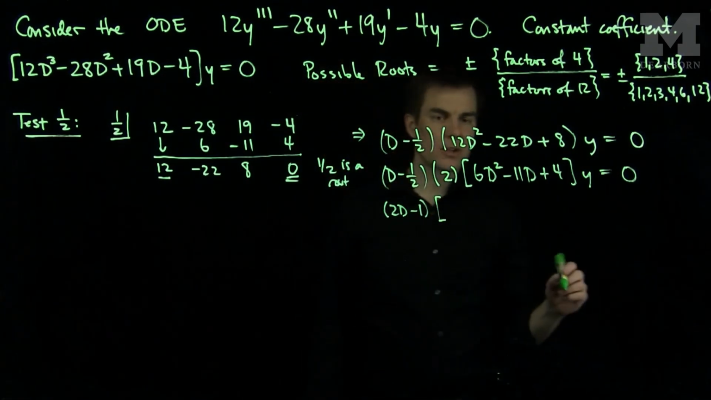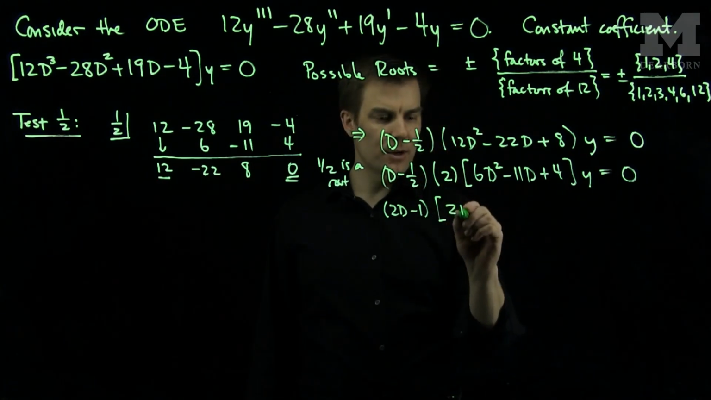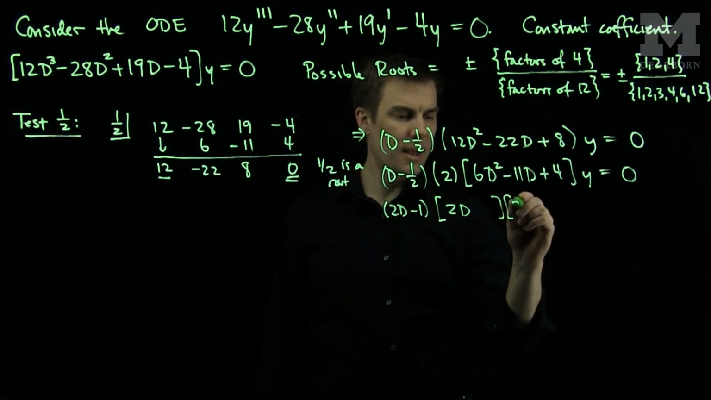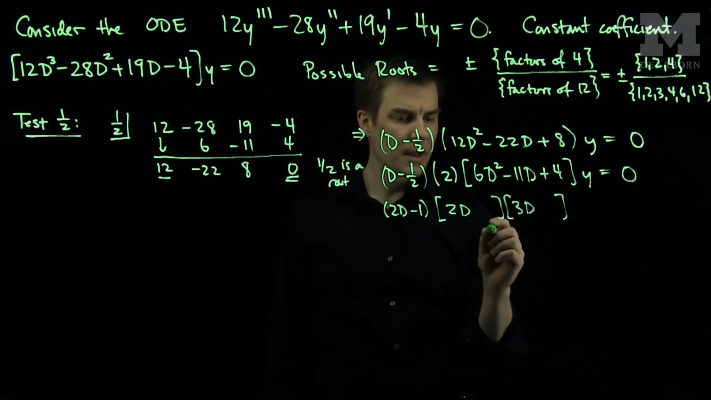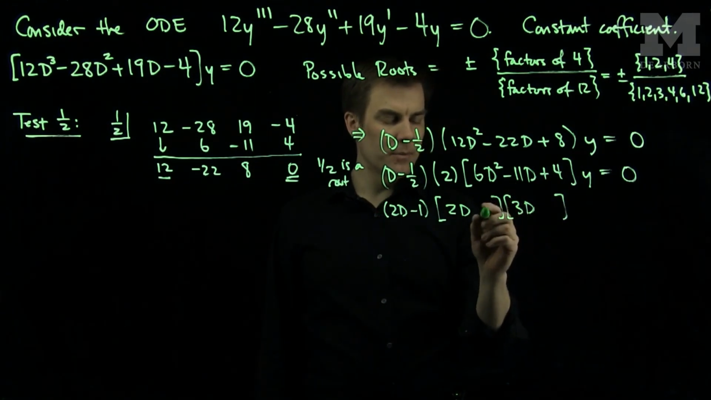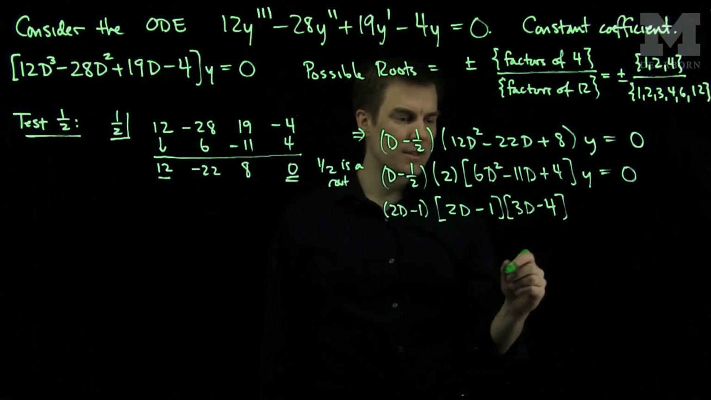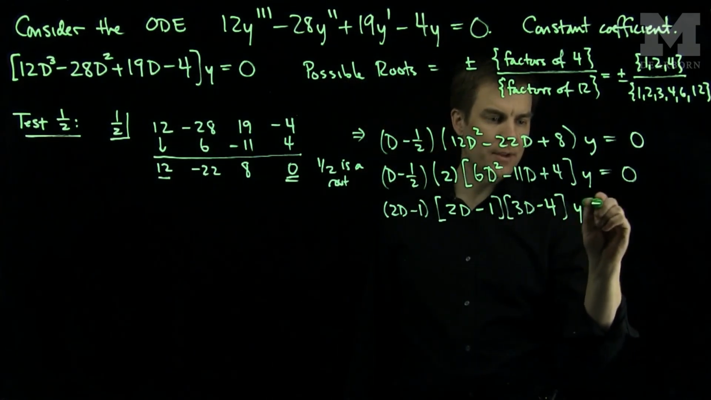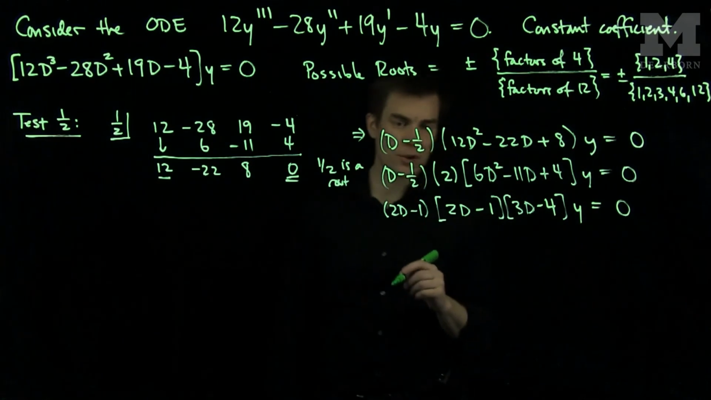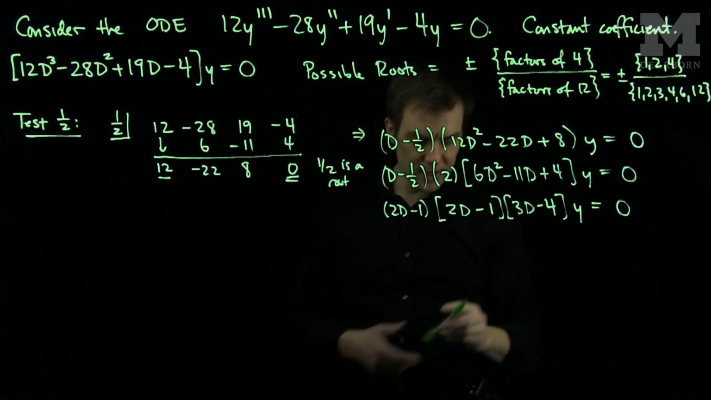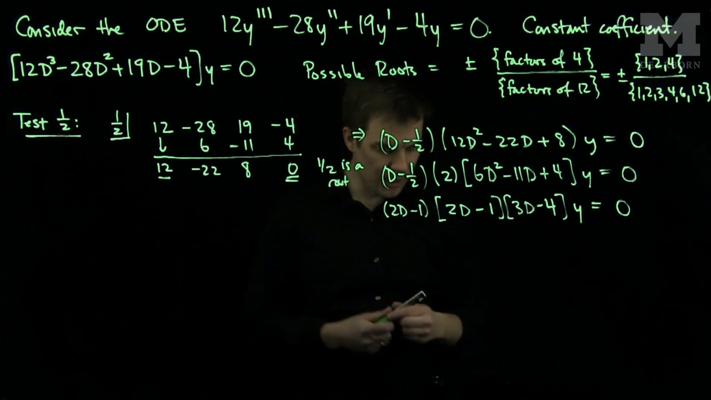And now we can factor this expression over here. I can factor it as 2D and 3D, and I need to get to negative 11. So what I'll do is put a negative 1 over here and a negative 4 over here, and that will get me to negative 11, applied to y equal to 0. So I factored the equation. Now we see from this, by cycling these, that I'll get two solutions.